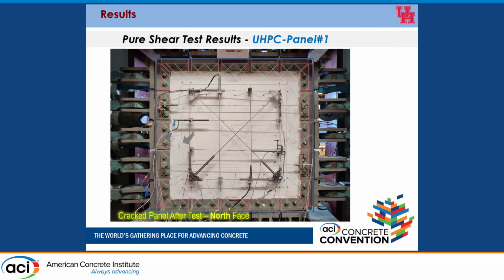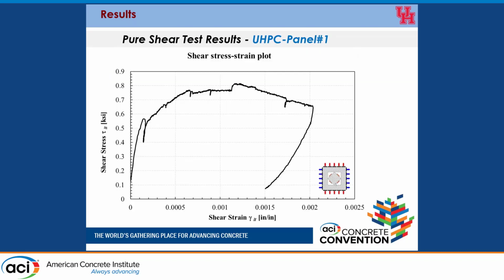After testing the panel, as we can see here, we found in the test results only one crack, to the left of the slide. The arrow is pointing at that large crack, and that was the largest crack we found. There were no other large cracks.